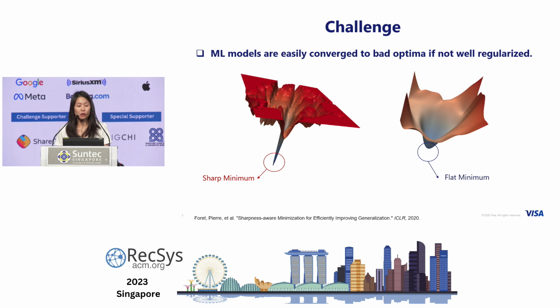So prior work has shown that models easily converge to bad optima if they are not well regularized. And in 2020 at the ICLR conference, Foret et al. proposed sharpness-aware minimization, also known as SAM, which we'll refer to as SAM in this talk, to minimize sharpness during training that could improve model generalization. SAM aims to find an optimal solution with low loss across its entire neighborhood rather than solely focusing on any single point.